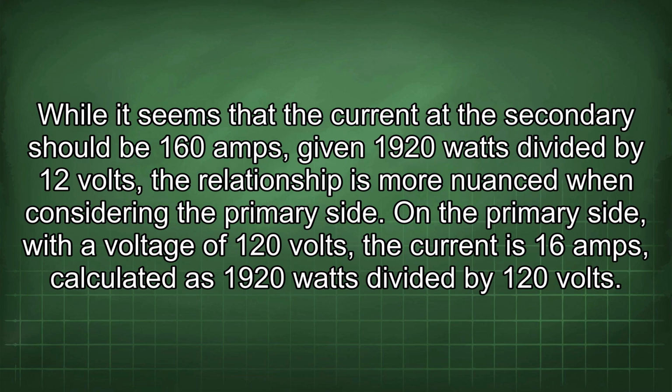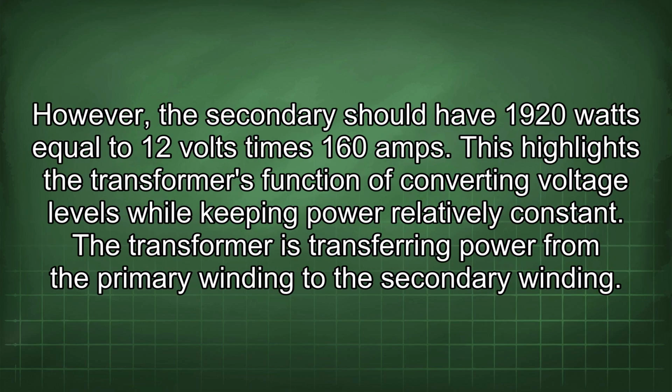On the primary side, with a voltage of 120 volts, the current is 16 amps, calculated as 1920 watts divided by 120 volts. However, the secondary should have 1920 watts equal to 12 volts times 160 amps. This highlights the transformer's function of converting voltage levels while keeping power relatively constant.